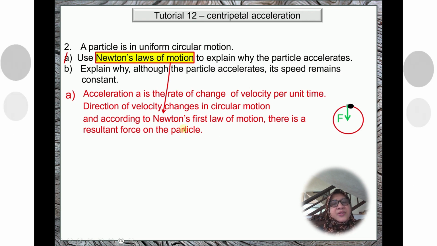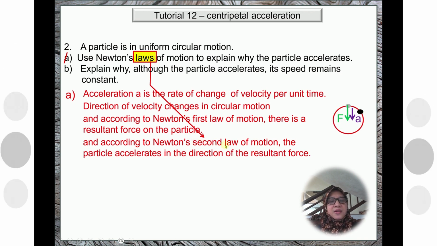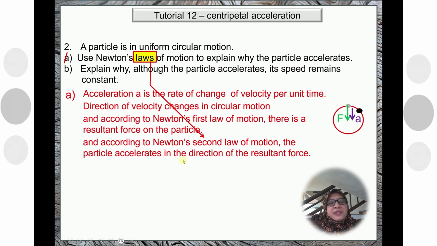Because the direction changes, that means there is a force acting on the object. The question also mentions laws, with an s, so that means more than one Newton's law. So we use Newton's second law. According to Newton's second law, the particle accelerates in the direction of the resultant force.